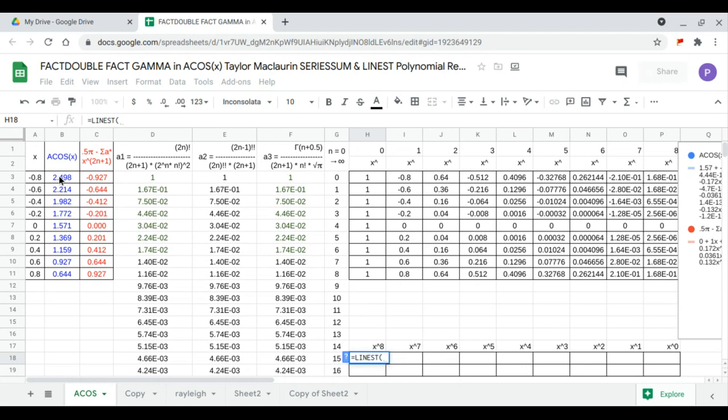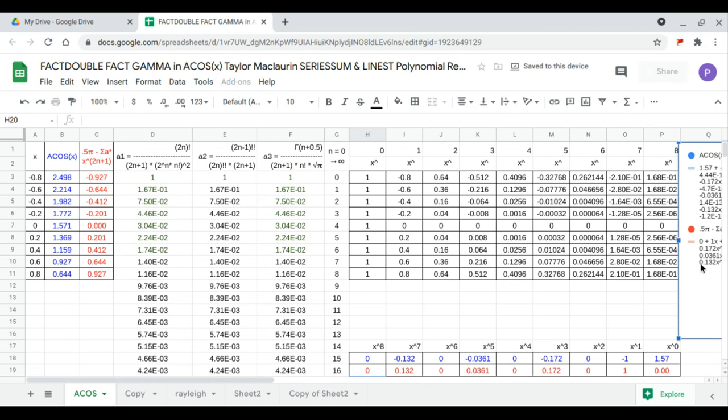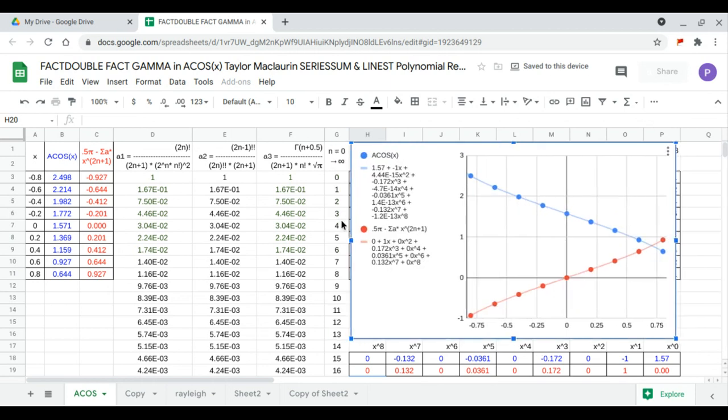Now we can use LINEST to calculate the polynomial regression coefficient. LINEST starting with the function itself, arc cosine. That will be our data y. And data x. And the expansion, LINEST, data y, and data x. Then enter. Right now we have different coefficients, but we can modify that later.